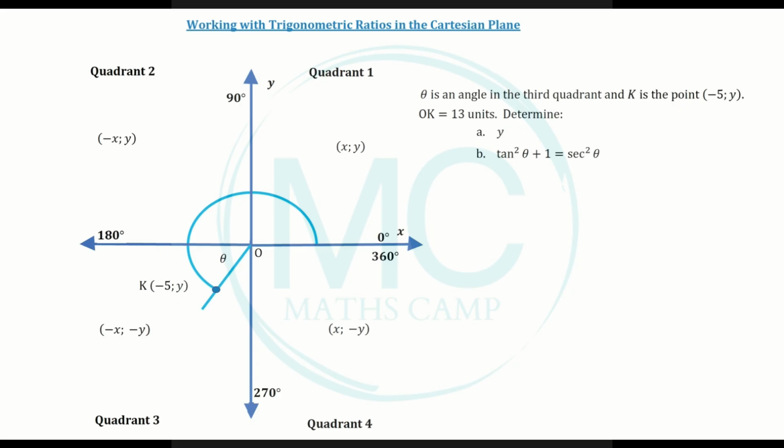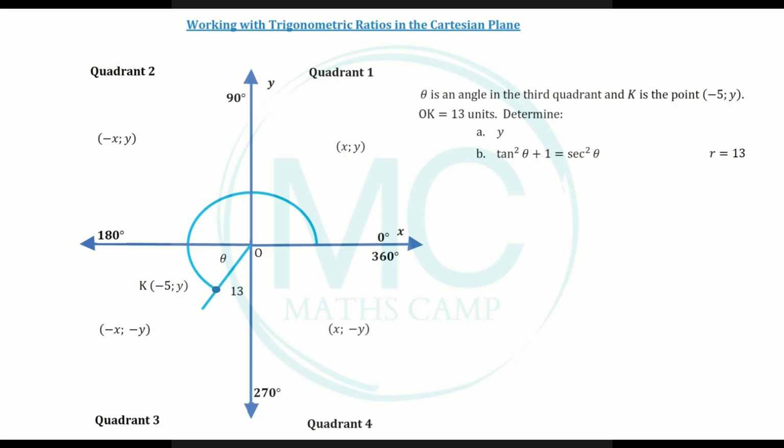Determine A, the value of y, and B, tan squared theta plus 1 is equal to sec squared theta. OK is the length of the terminal arm from the origin to point K. This length is our r value. So let's make note of it up here. And we can say r is equal to 13. And let's put this on our diagram as well.